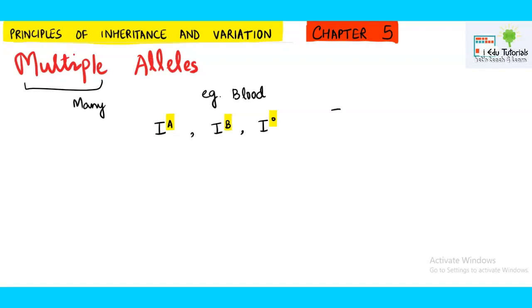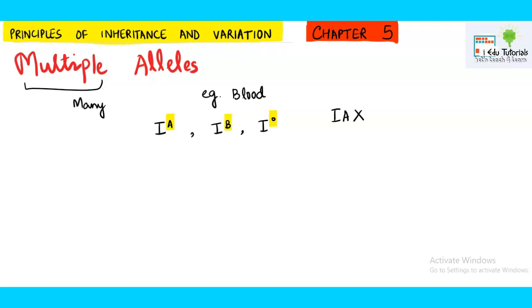You cannot write them on the same line as I. It will be marked as wrong. So in human beings, there are three alleles for the blood. By the combination of them, various blood groups arise.